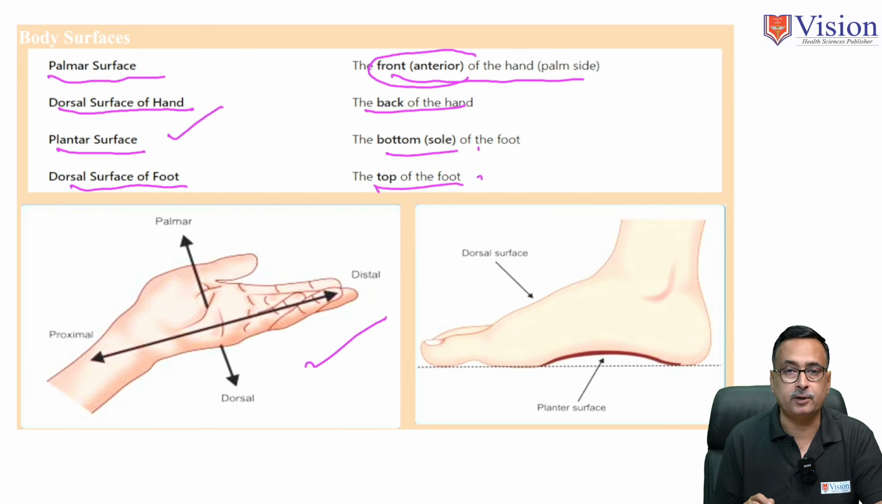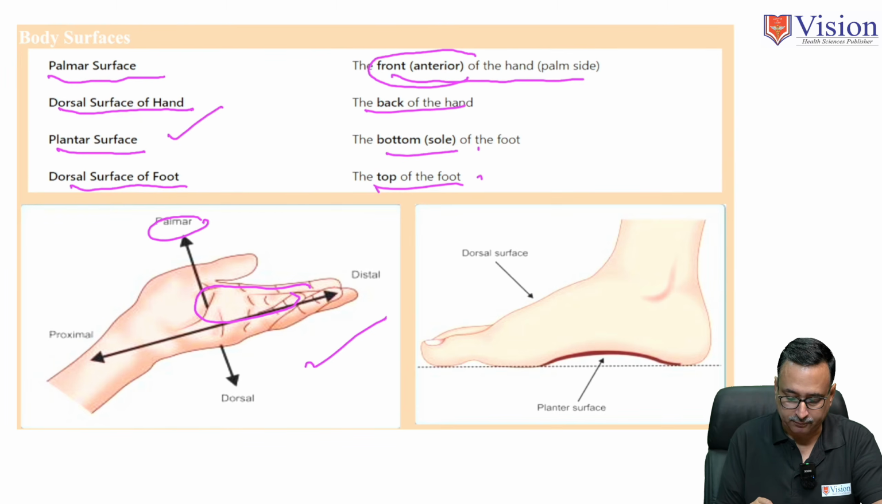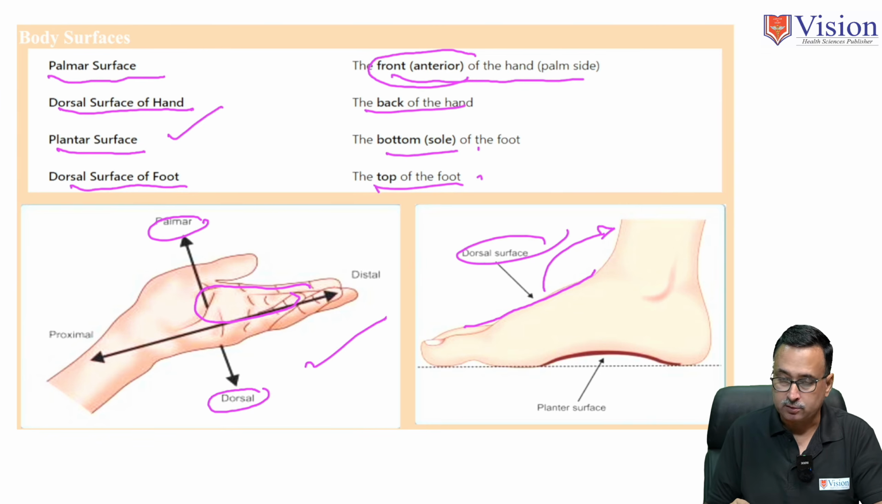And this diagram depicts the surfaces. This is the palm area and is the palmar surface. And the back side of the palmar surface is the dorsal surface. This is the surfaces of a foot. This is the upper surface of the foot. And this facing shin bone is the dorsal surface. And this surface faces horizontal plane is a plantar surface.